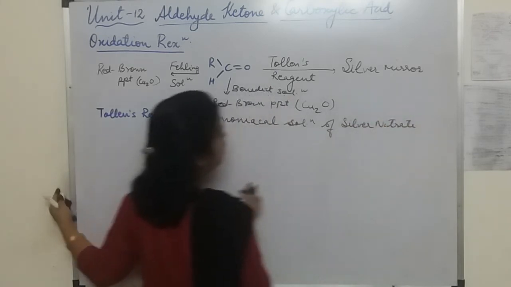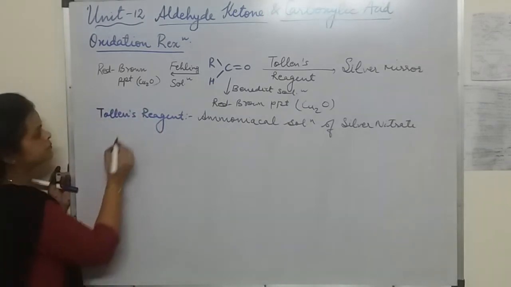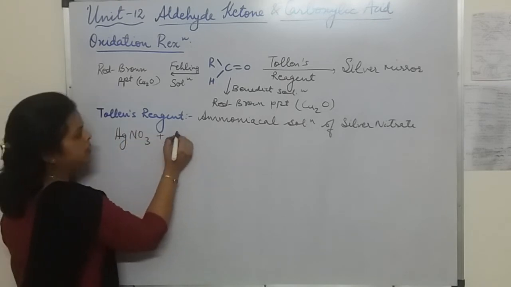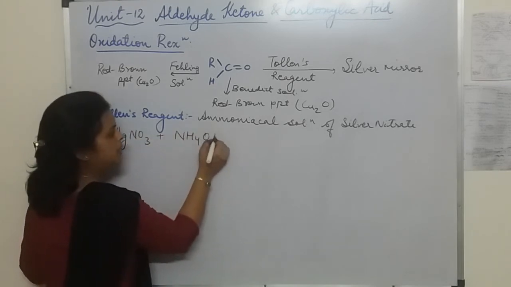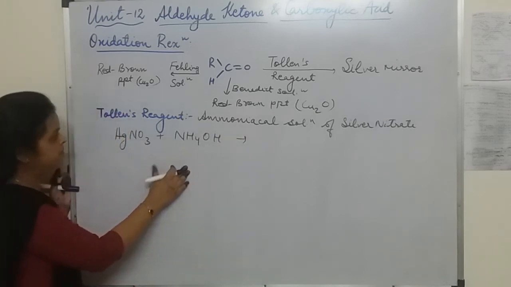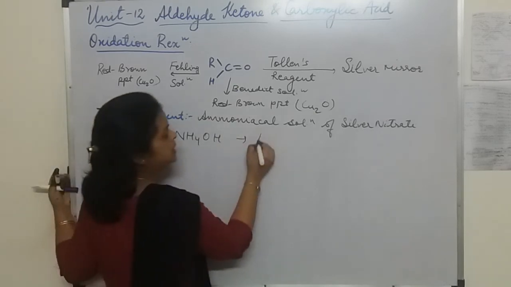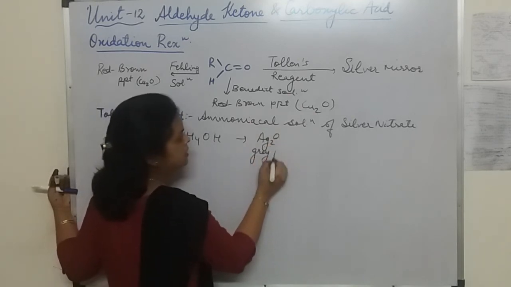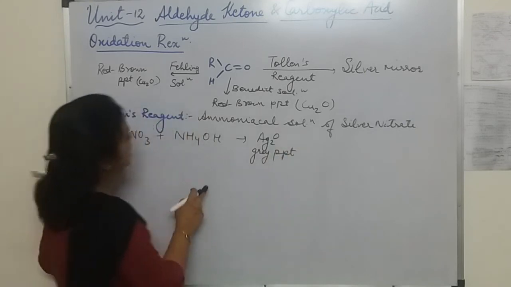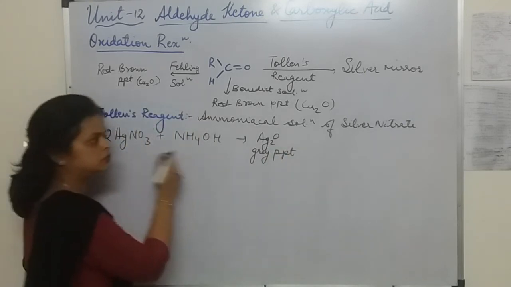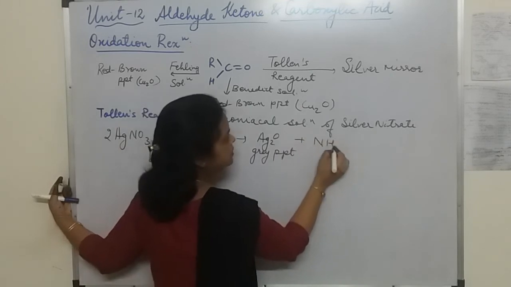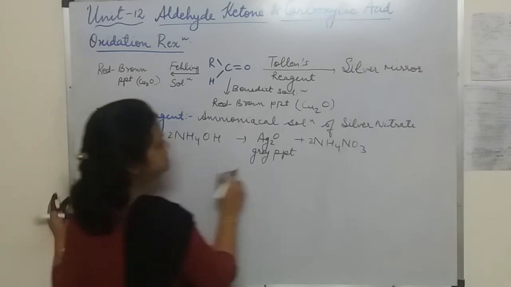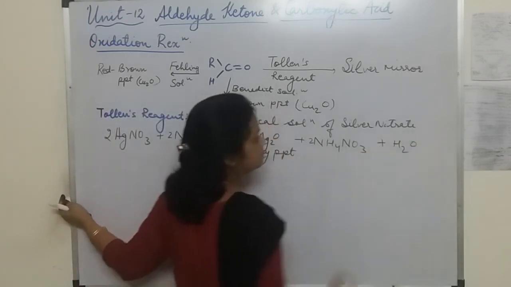Now students, how do we prepare this Tollens reagent? In the silver nitrate solution, when NH4OH, ammonium hydroxide solution, is added, first it forms a grey colored precipitate of Ag2O. This is a grey colored precipitate. Along with this, NH4 combines with NO3 and comes out in the form of ammonium nitrate. Along with this, one water molecule is also formed.